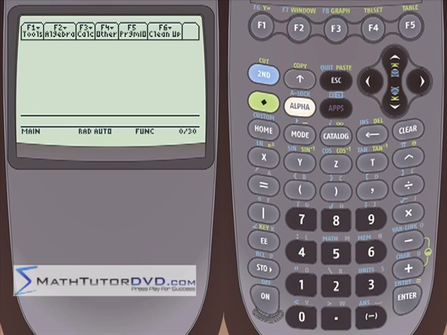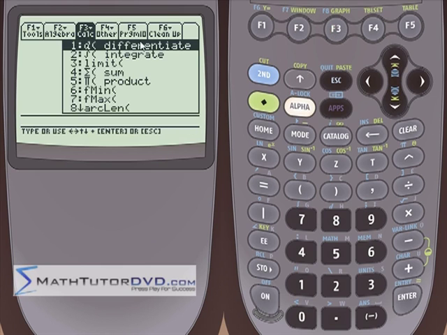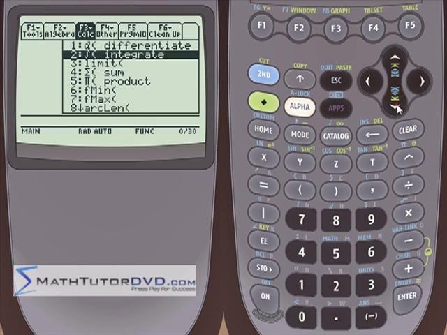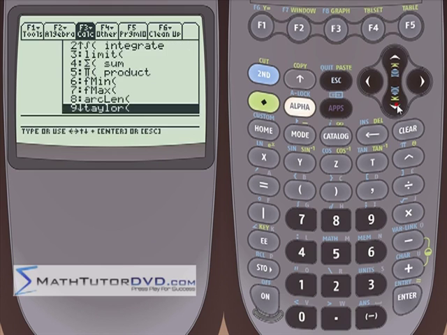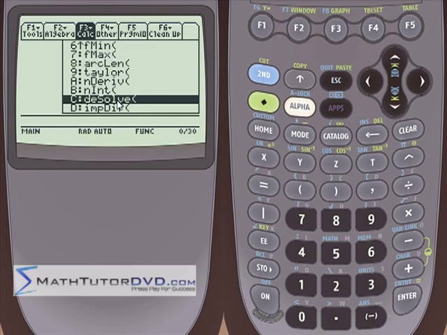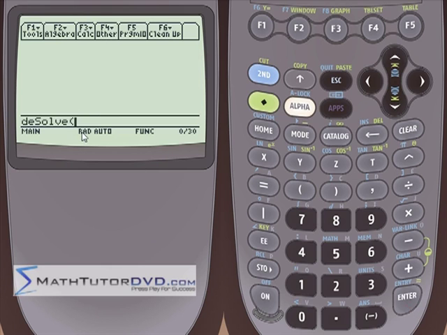So what we need to do to access it is look under the calculus menu. We've spent quite a bit of time doing differentiation and integration and limits and sums and things like that. But if you scroll past the arc length, there's one biggie down here that we never did talk about, and that's DE-solve, differential equation solve. That is the magic command that's going to solve your differential equations.